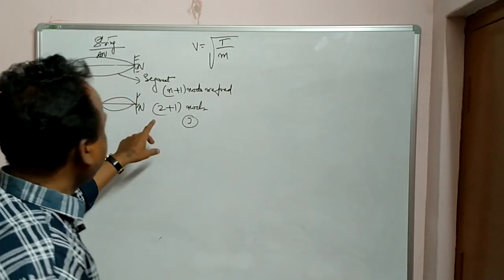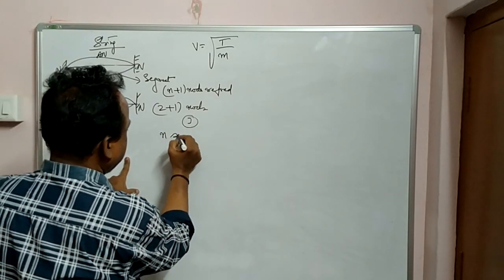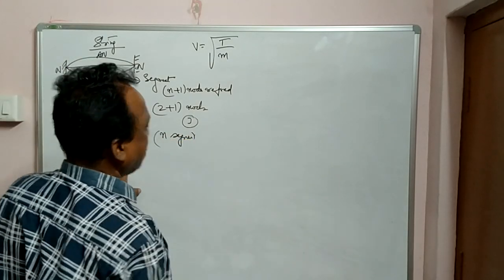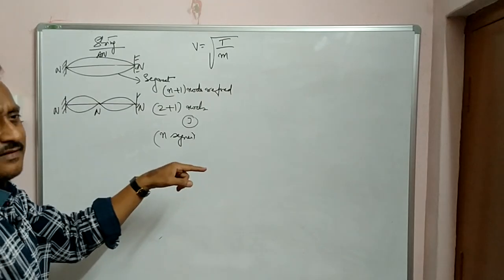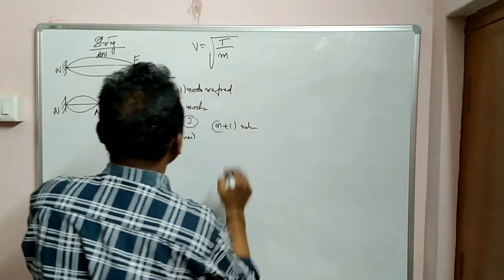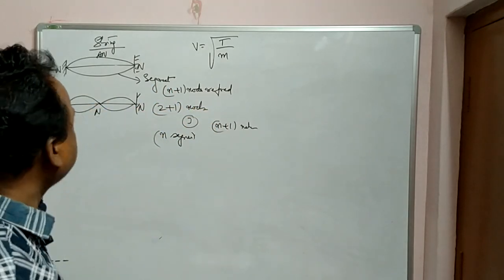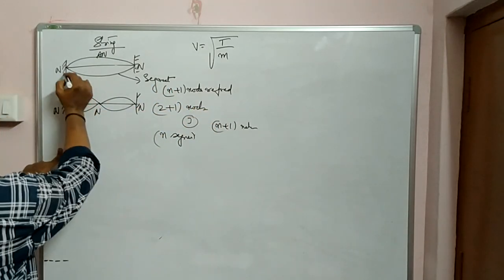Okay, are you following here? And for n segments, how many nodes are formed? n plus 1. Okay, n plus 1. Are you following this point? This formula is very, very important in solving numericals. Now we'll solve for the first one.